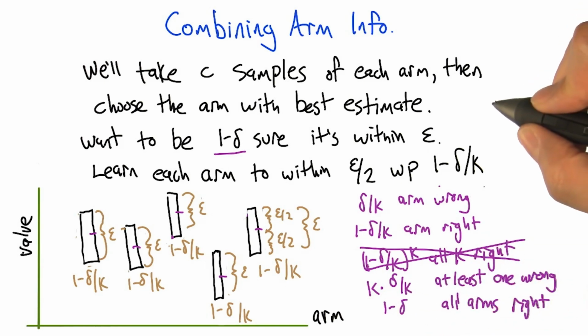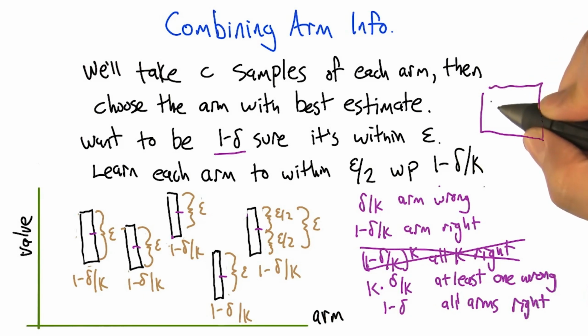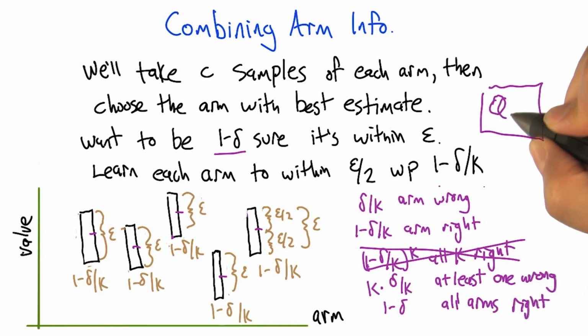This follows if you think of it as a Venn diagram. Here's the probability that one thing is bad. Here's the probability that the other thing is bad. Here's the probability that the third thing is bad.